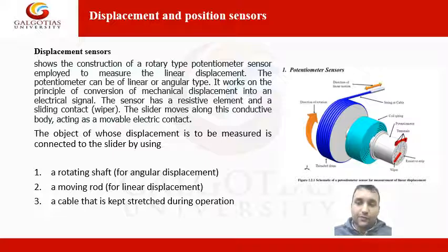This diagram shows the potentiometer sensor. As discussed, this is a movable sliding contact, which is connected with the rotating shaft for which the displacement is to be measured. This is the direction of rotation, this is the direction of linear motion, and this is the string or cable. This is the coil spring, these are the potentiometer terminals, and then there is a resistance strip.